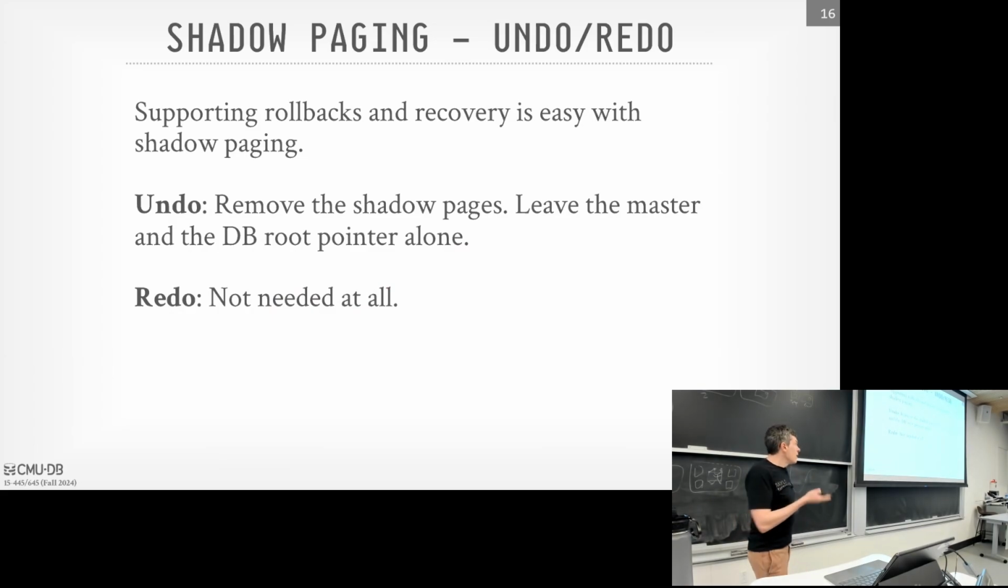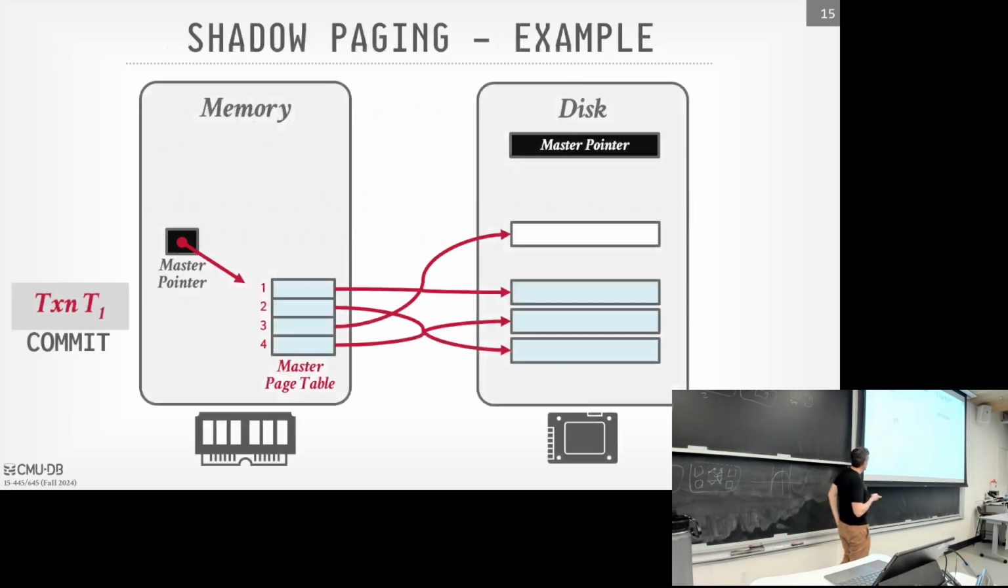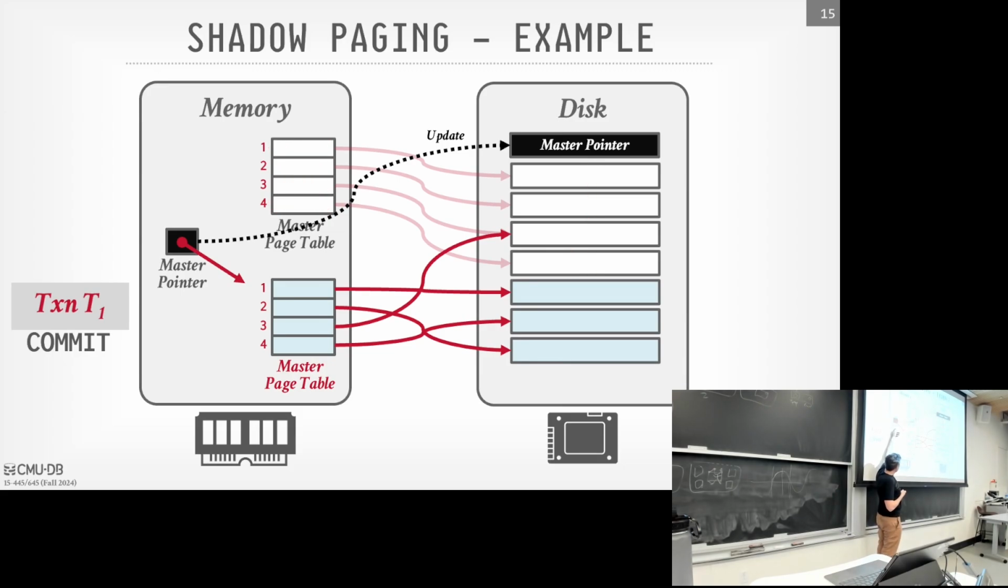So recovery is super easy in this. Rollback is super easy as well. If a transaction aborts, what do you do? Just drop the shadow page table and clean it up as if it was garbage, like you would later on. And when you crash and come back, it's super easy as well, because as long as this pointer got updated, then I know that the transaction is successfully committed.